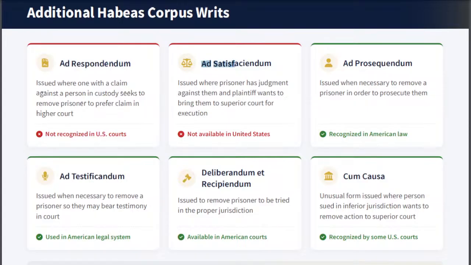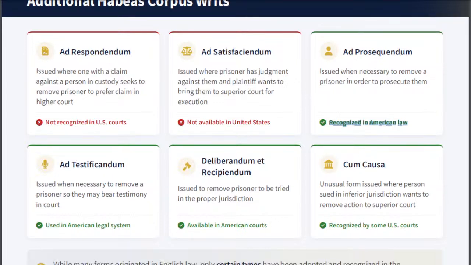Ad satisfaciendum, issued where a prisoner has a judgment against them and the plaintiff wants to bring him to a superior court for execution, which is also not available in the United States. So we're on to the ad prosequendum, issued when necessary to remove a prisoner in order to prosecute them. That is recognized in American law.